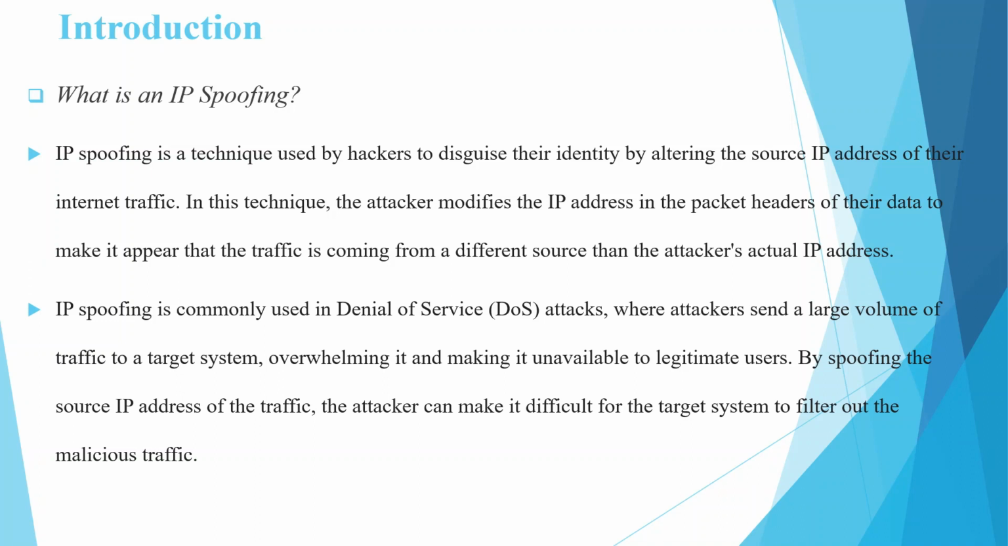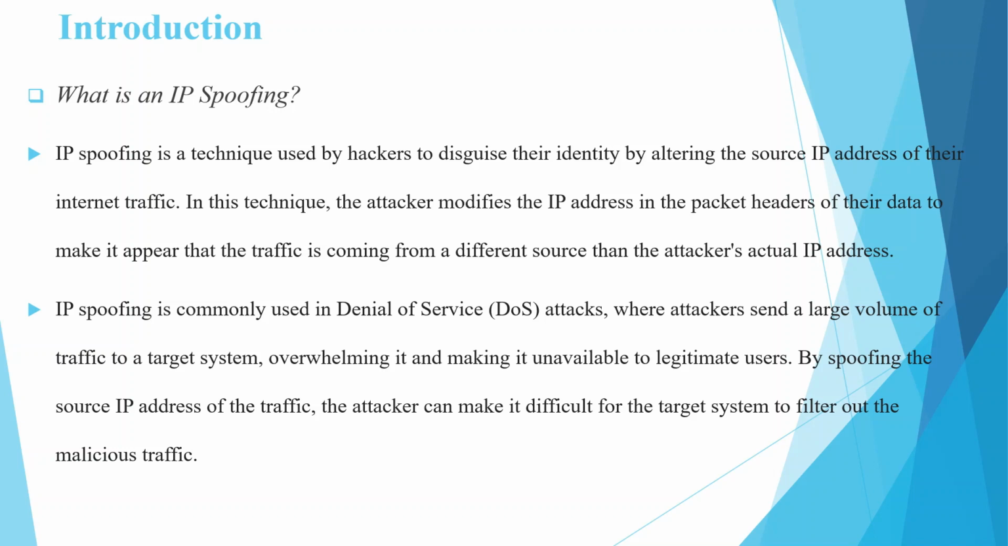Hackers can hide their identities by changing the source IP address of their internet traffic using a technique called IP spoofing. IP spoofing is a technique used by hackers to disguise their identity by altering the source IP address of their internet traffic. In this technique, the attacker modifies the IP address in the packet headers of their data to make it appear that the traffic is coming from a different source rather than their own IP address.